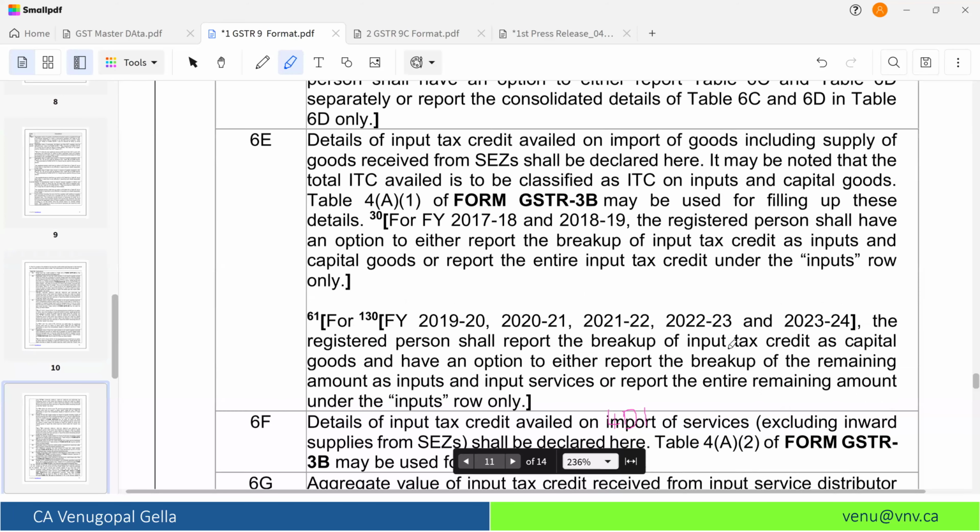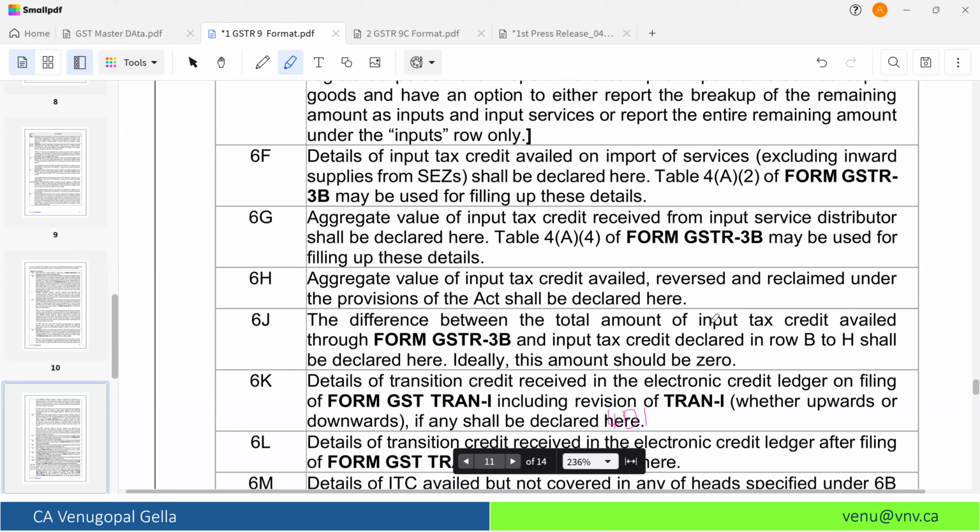So 6H. It says the difference between the total amount of input tax credit availed and the aggregate value of input tax credit availed, reversed, and reclaimed under the provisions of this Act. So it is not specifically for Rule 37A. It is the amount of the credit claimed, reversed and reclaimed. So you can't have a separate working. Which one I've claimed, like that goods not received, so I have reversed and reclaimed.